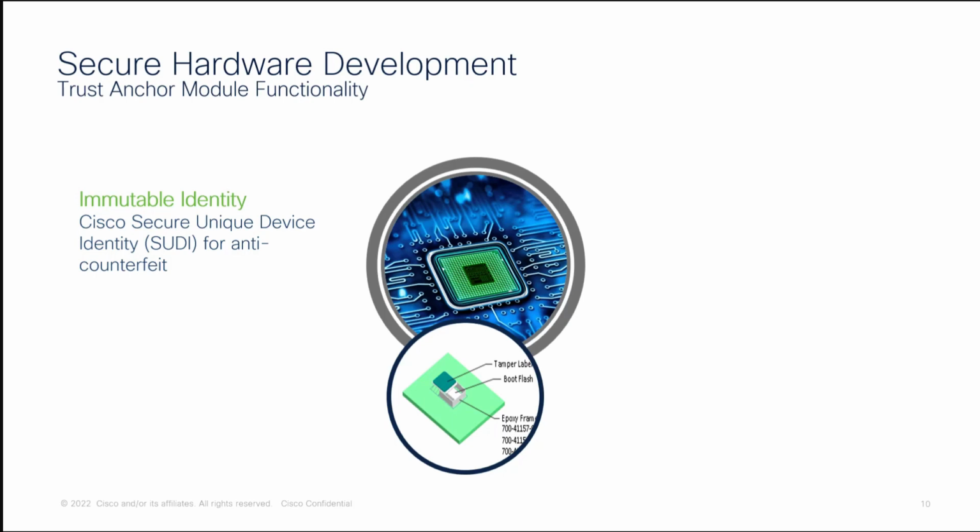The hardware Trust Anchor Module primarily provides multiple trustworthy functions, which I'm going to go into detail. First, it provides an immutable identity. The Secure Unique Device Identifier, the SUDI, gets programmed inside the Trust Anchor Module at manufacturing and provides a unique device identity and serial number for the switch. The switch can be cryptographically challenged at any time during its operational lifetime to validate its identity. This way, customers can ensure that they are still talking to the same switch that was deployed in their network months or even years ago.